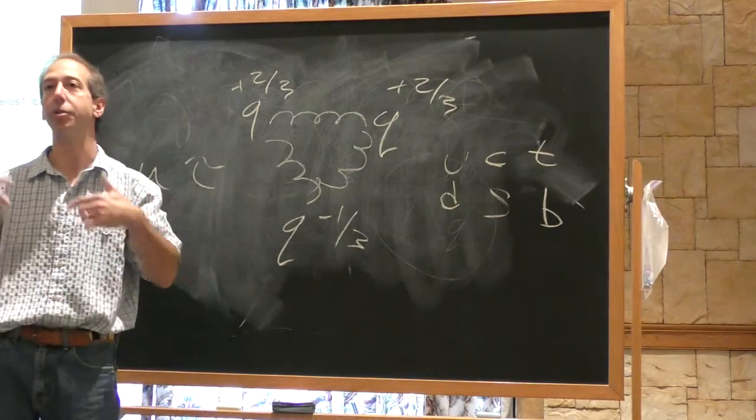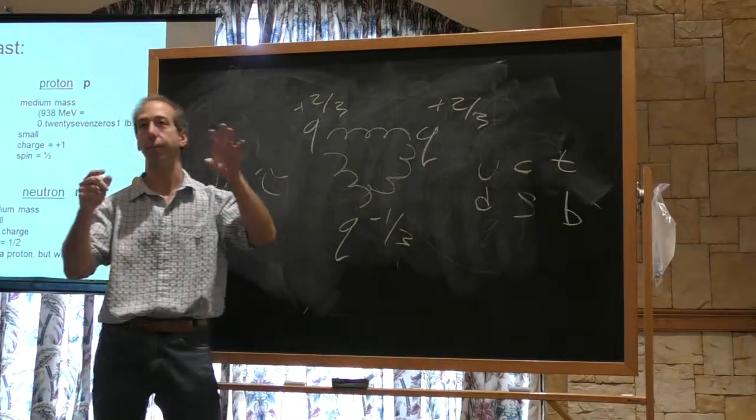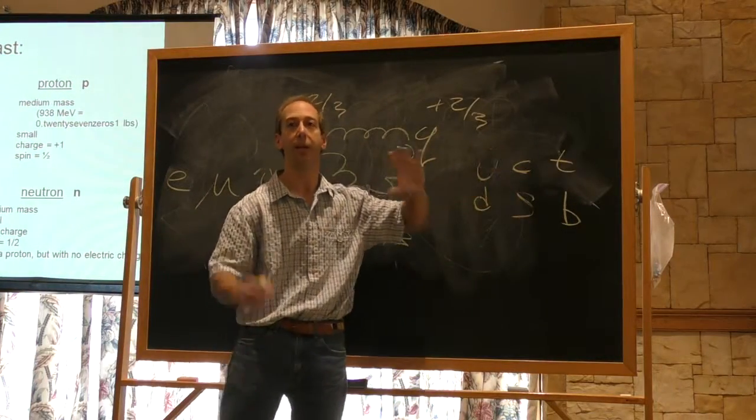Not the color of light. We just use color because it makes the math work. And they can be red, green, or blue, but anytime you put them together, it makes white.